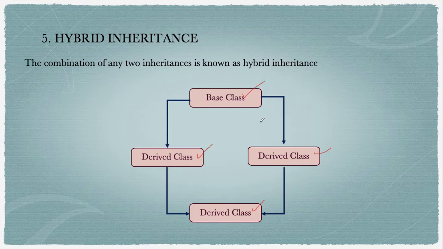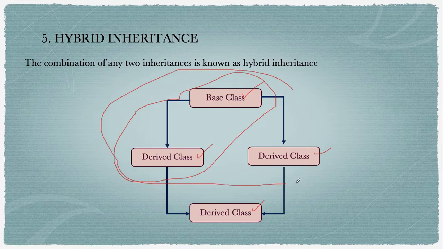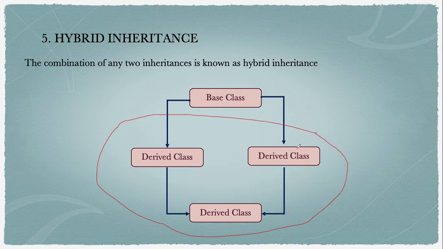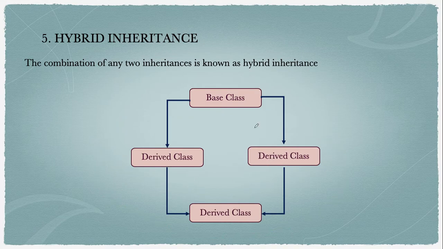Here just check this: there is a single inheritance in this part. This is single inheritance, right? One base class is there, one derived class. In this level, this one is hierarchical inheritance. That means one base class, two derived classes. And this one is multiple inheritance, one derived class, two base classes. This is the child class, and these two are the base classes. And here we have a multi-level inheritance.